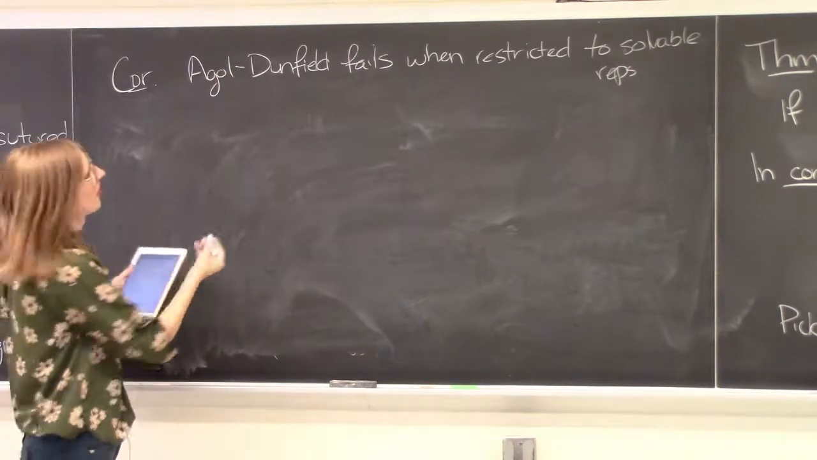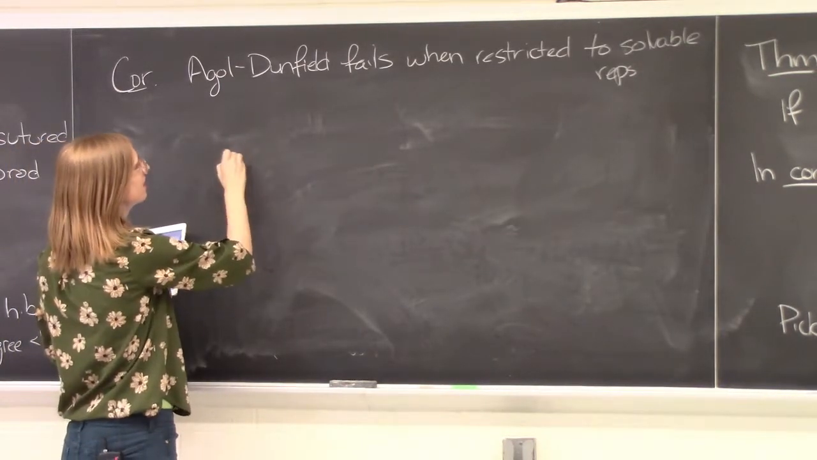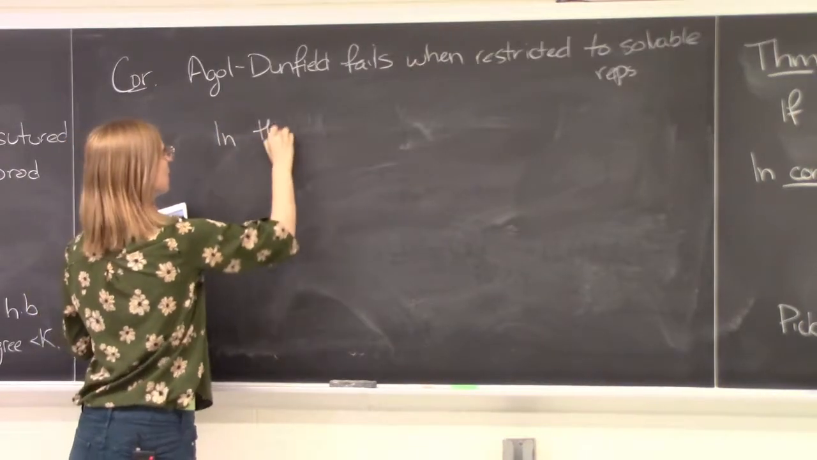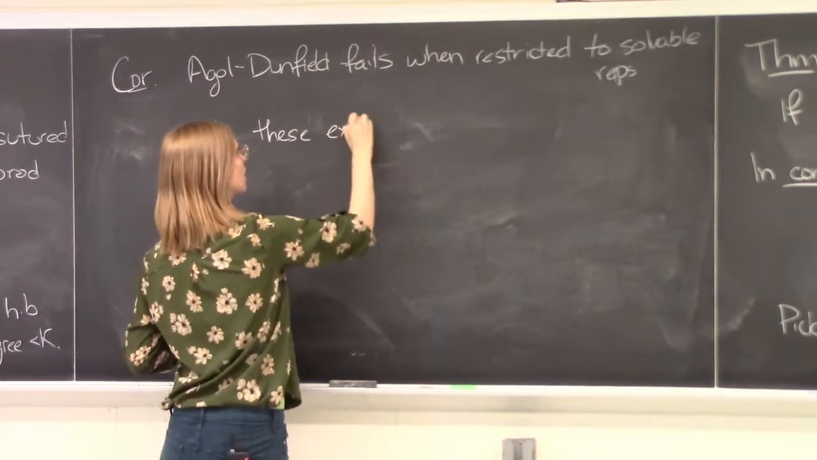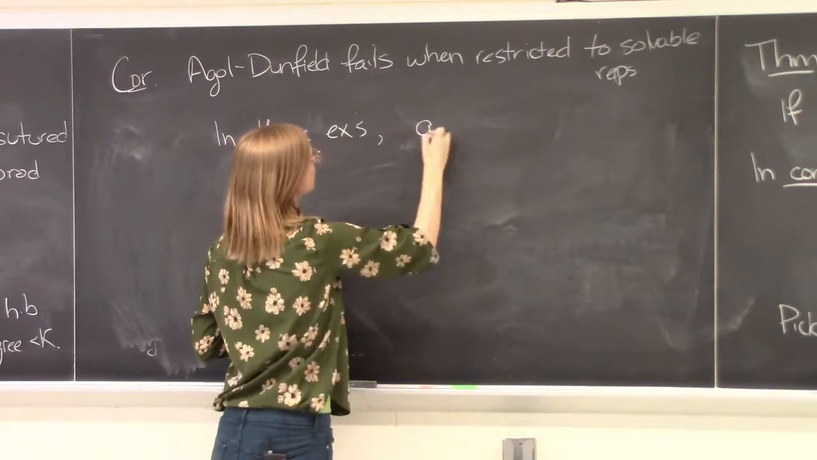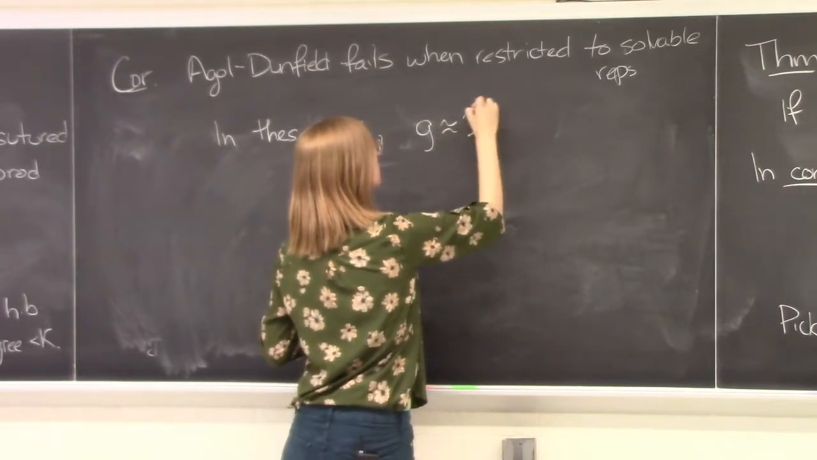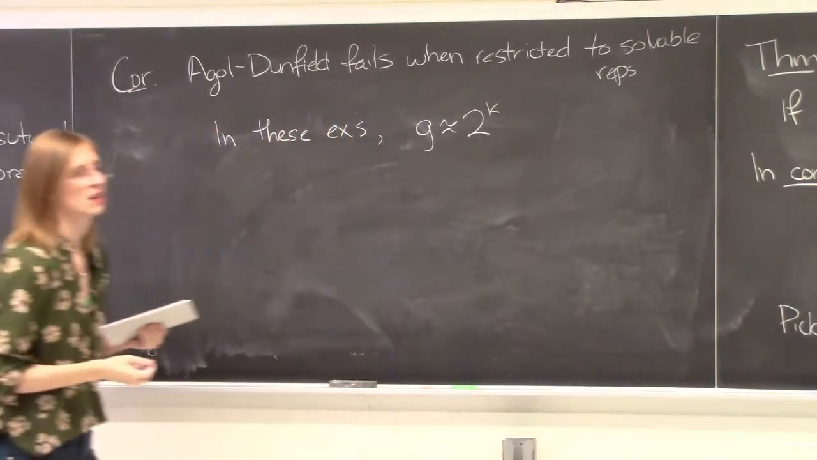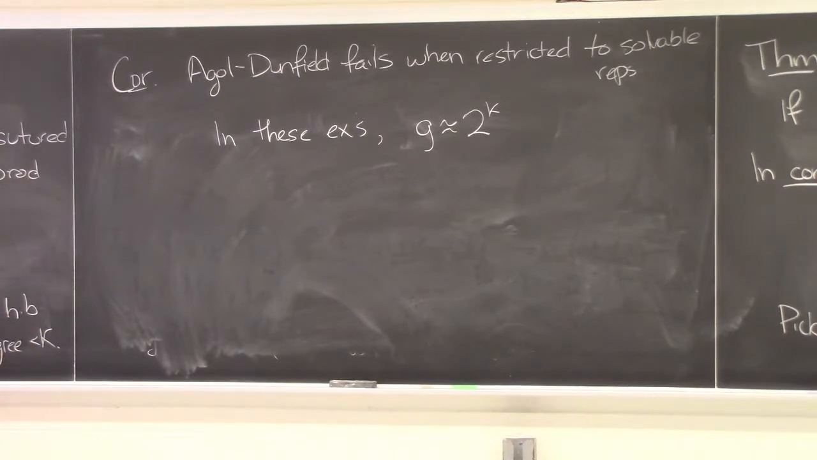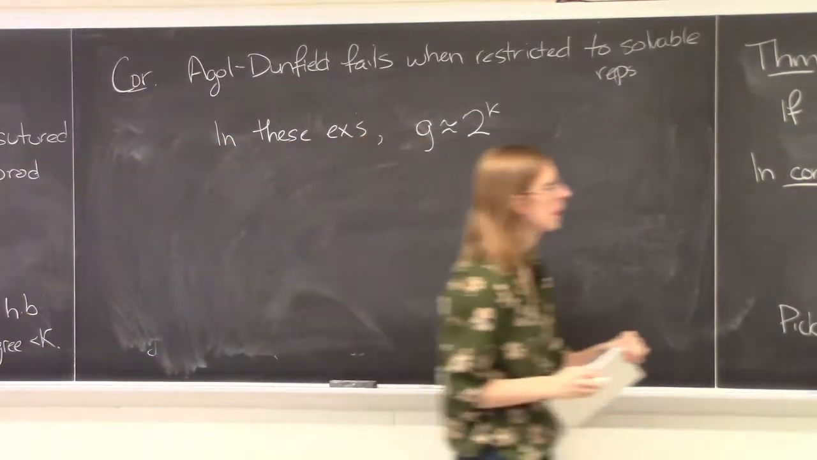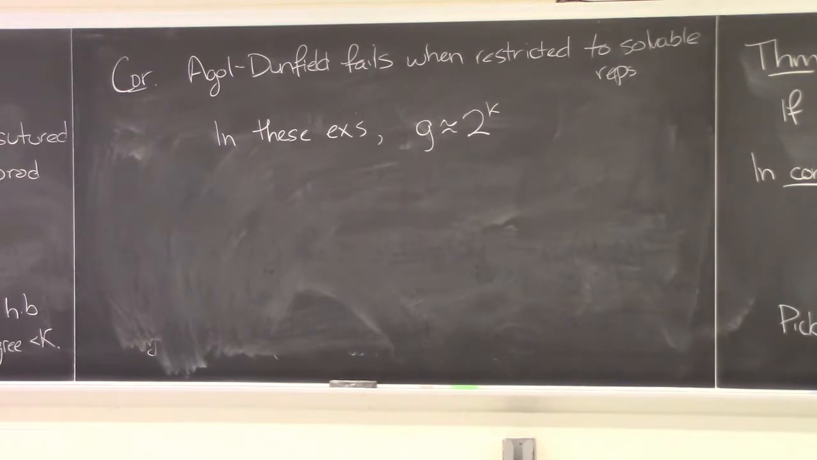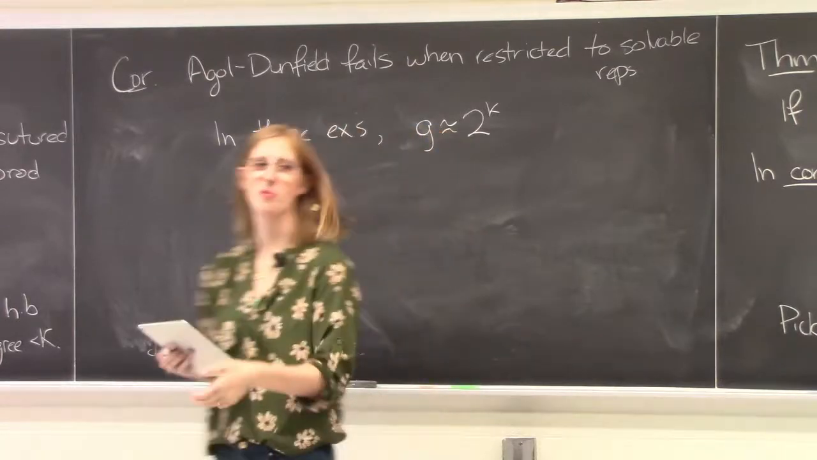However, I will also remark that in these examples, the genus of the handlebody is also blowing up. The genus is roughly something like 2 to the k. So the topology is also getting much more complicated. So this is giving an indication that there is some complicated relationship here.